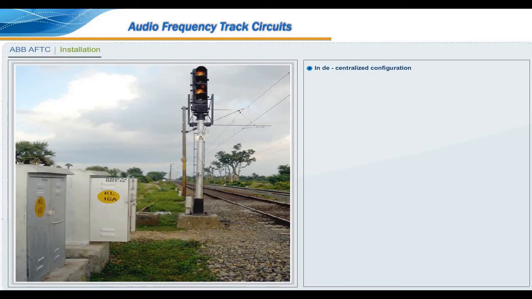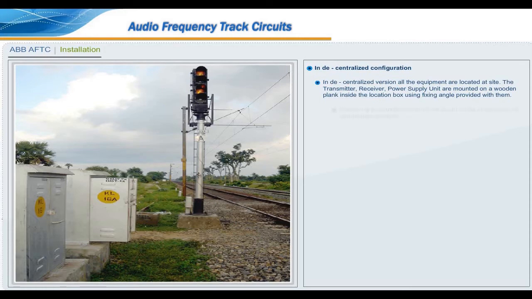In decentralized configuration. In the decentralized version, all the equipment are located at site. The transmitter, receiver and power supply unit are mounted on a wooden plank inside the location box using the fixing angle provided with them. The following precautions should be taken while installing the distributed version.